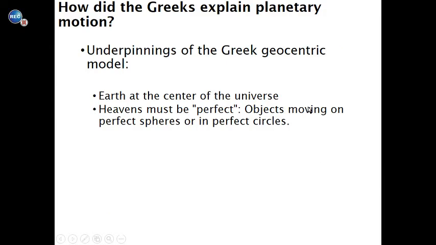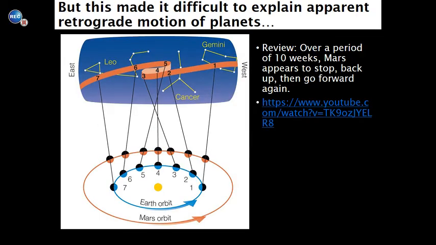So they're using their evidence to figure out what's going on. But the underpinnings of the model is kind of the idea that the heavens are better than the earth. They need to be perfect: perfect spheres and perfect circles for everything to move on. And that makes retrograde motion hard to understand.